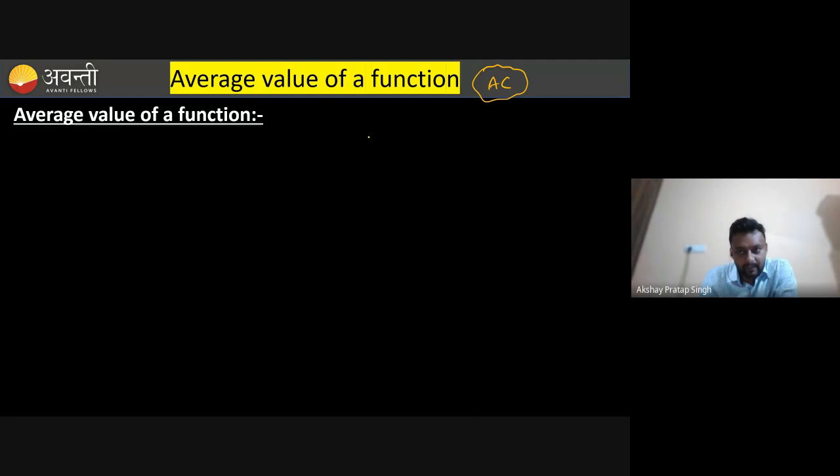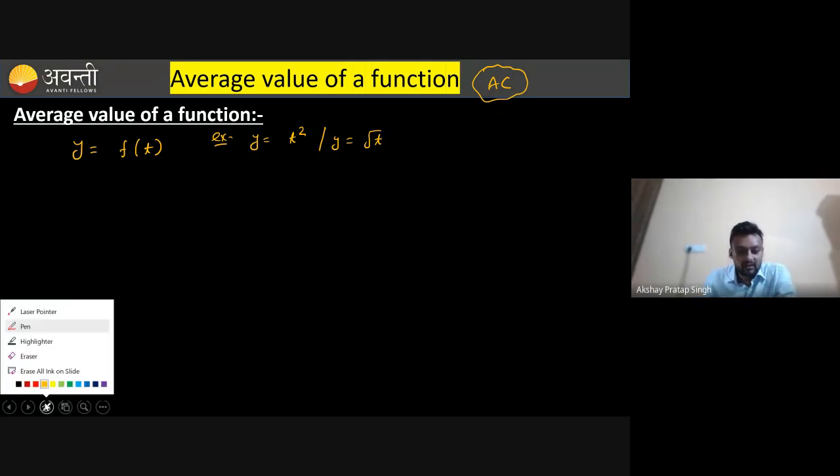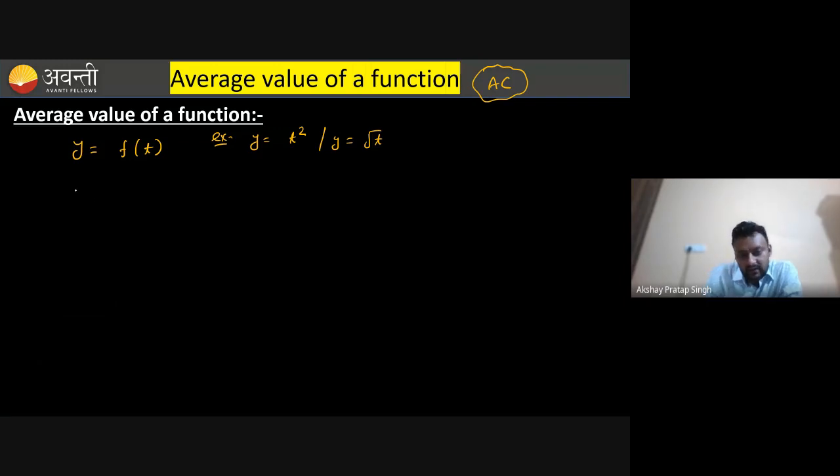Now listen to me. Let's suppose you have a function y = f(t). This is a function of time. Don't get confused. For example, you might have a function y = t², or y = √t, or any function like 3t² + 5t, whatever it may be. That means y is a function of time. And what will be the average value of this function?